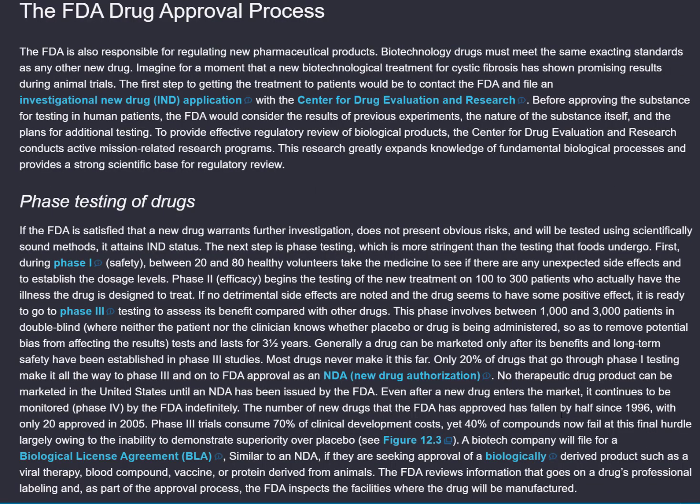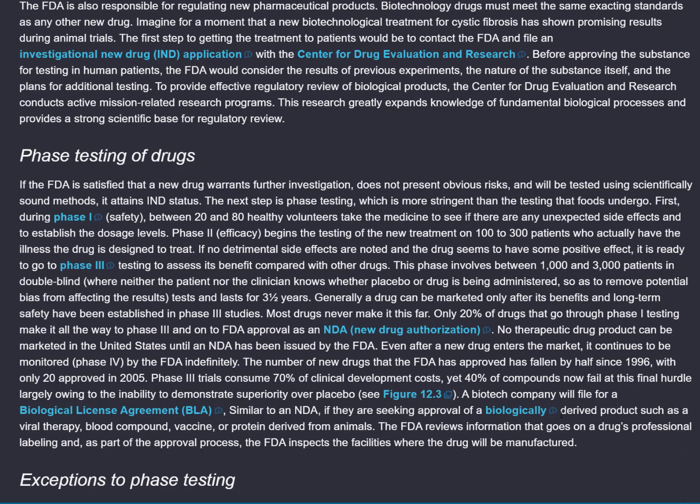The FDA drug approval process. The FDA is also responsible for regulating new pharmaceutical products.